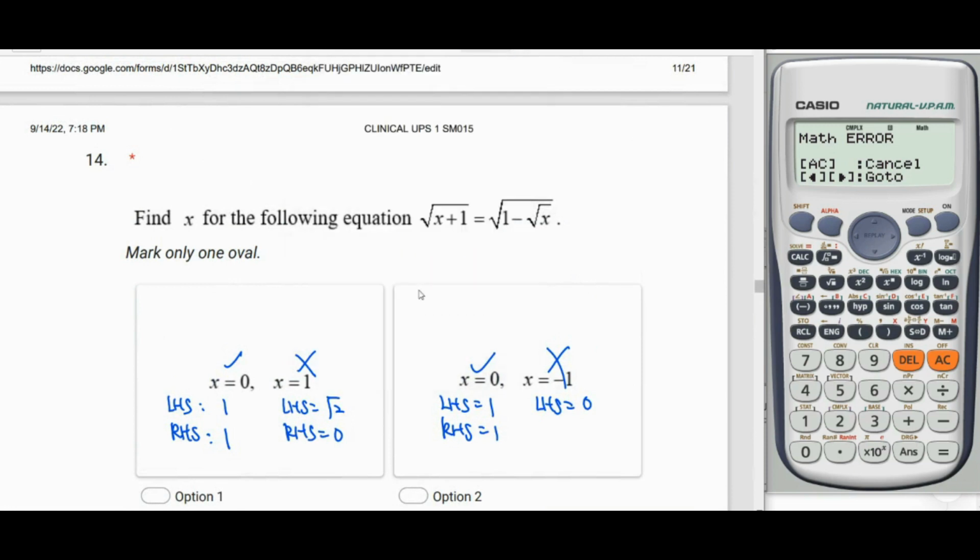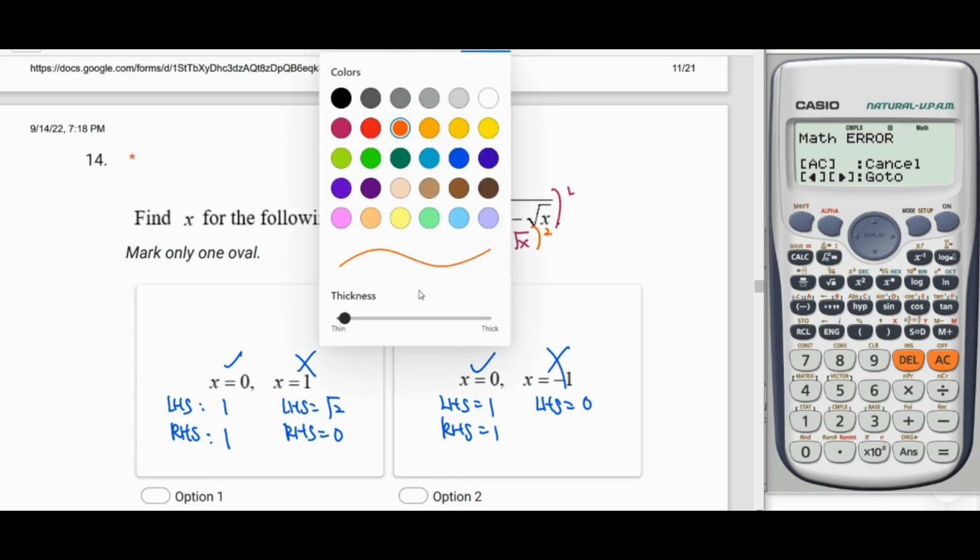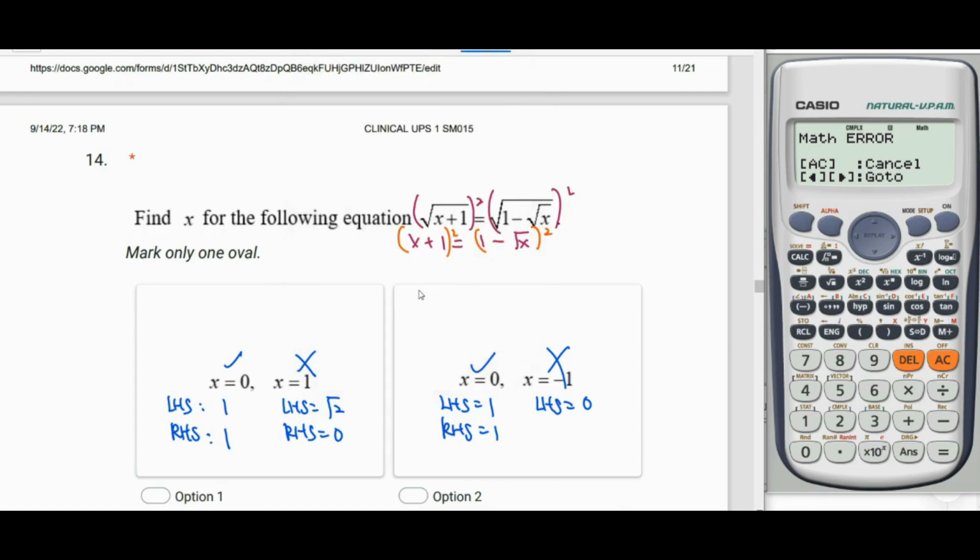We go back to our basic concept. When we have modulus on both sides, we square both sides. When we have square roots on both sides, we square both sides. So here we have x plus 1 equals 1 minus surd x. Then we notice that we still have a surd there, so we square both sides again to remove the surd. So here we have x squared plus 2x plus 1.